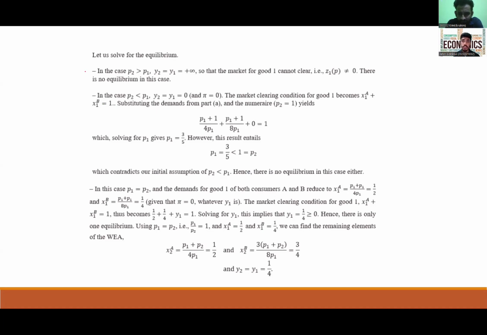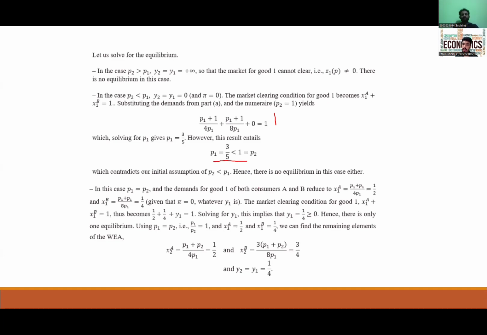The market clearing condition for good one becomes x1 plus x1a plus x2b is equal to 1, substituting the demands. We have got the values of x1, x1a and x2b from our part A, and we have plugged these values into this equation. After solving this for P1, we get P1 equal to 3/2, which is obviously not less than 1 and is not equal to P2. So this contradicts our initial condition of P2 being less than P1, as is proved here from this equation.